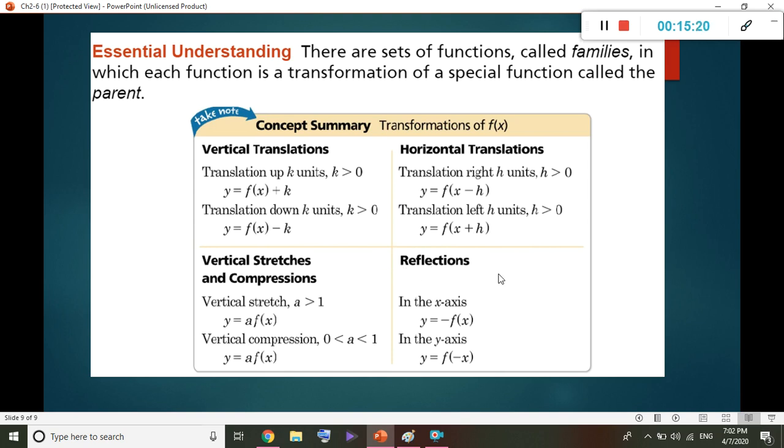Now the last thing we had here, which is reflection. When you reflect about the x-axis, it means that the y values will have the negative sign, so you're going to negate f of x, all of it. And when the reflection is in the y-axis, it means the x values will have the opposite sign, so you're going to negate the x inside the brackets.